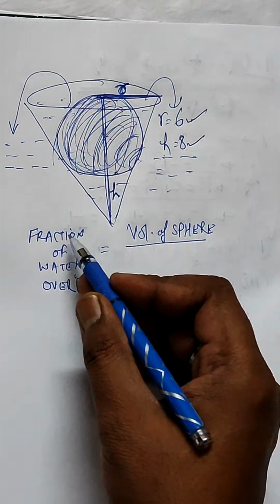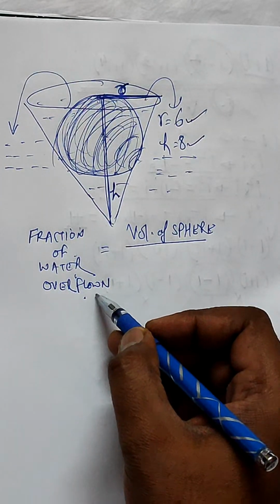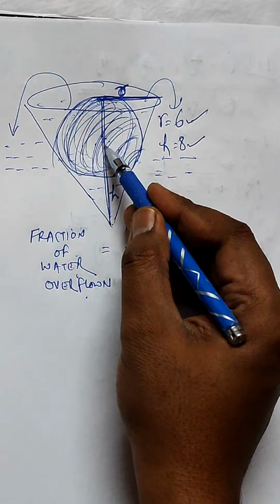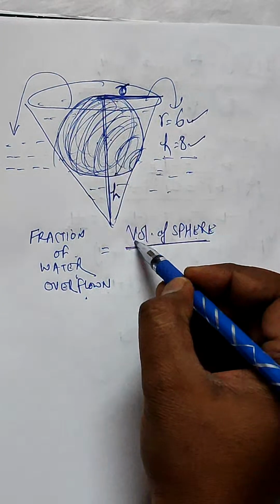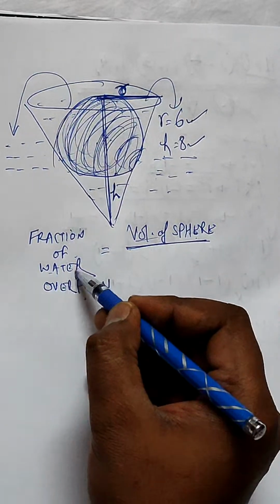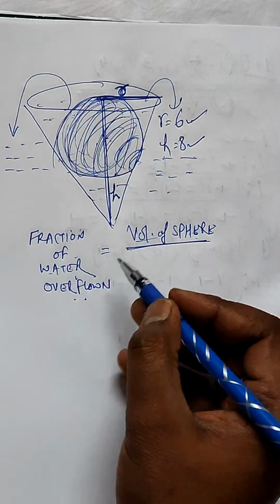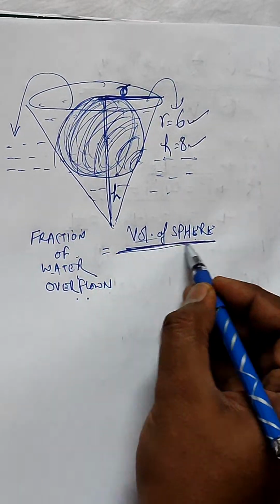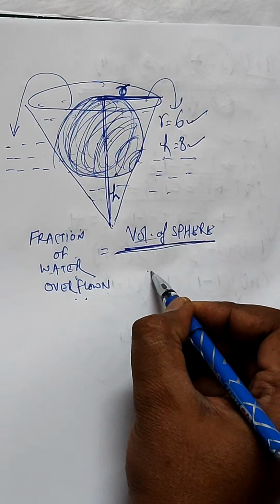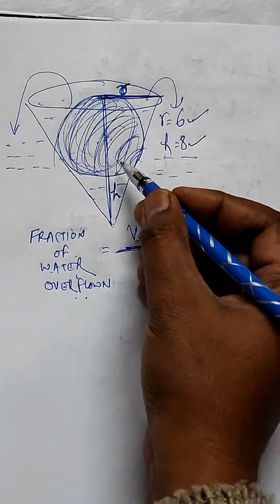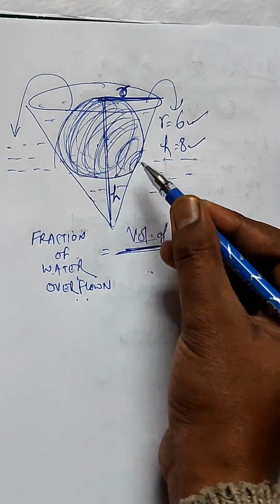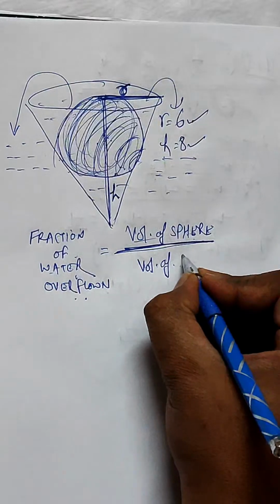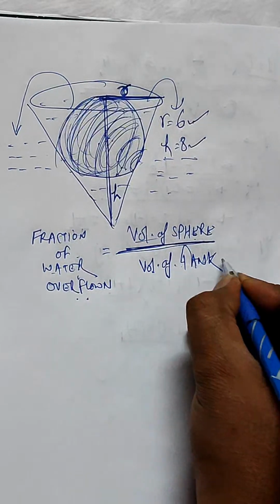We need to find the fraction of water overflown. So that is equal to the volume of the sphere, definitely, because the volume of the sphere will give you the water overflown. And what will be the total fraction? This will be divided by, in the denominator, the total volume. What will be the total volume? Definitely the volume of this conical tank. So the volume of the tank, right?